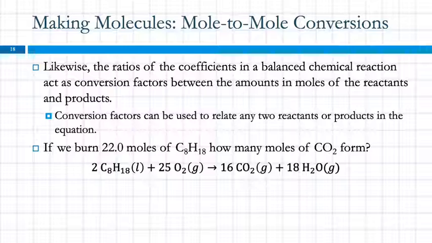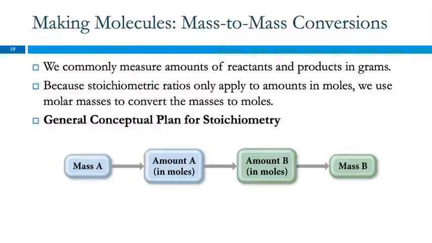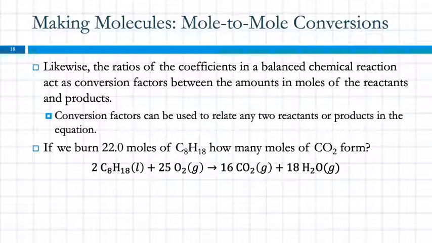So the ratios of coefficients act as conversion factors in balanced chemical equations. So we can answer questions like, if we burn 22 moles of octane, how many moles of CO2 form? So we're starting with, well, let's be careful with that, 22 moles of octane. And we want to know moles of CO2.